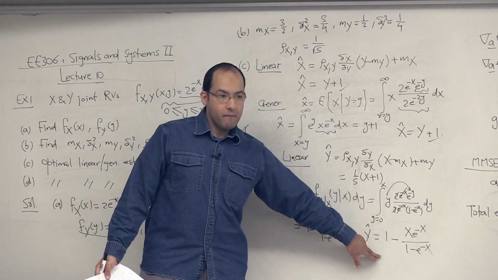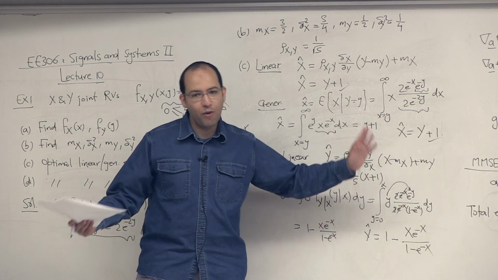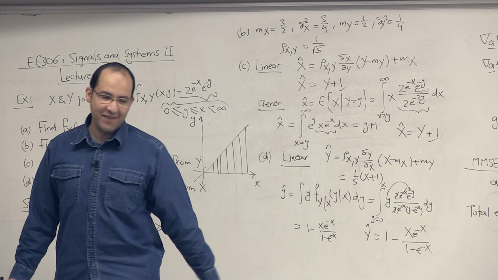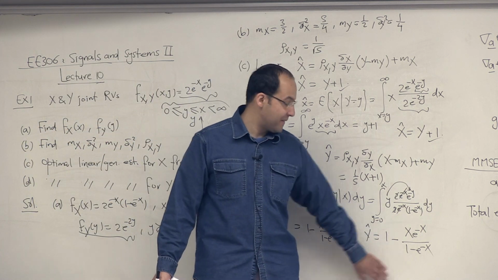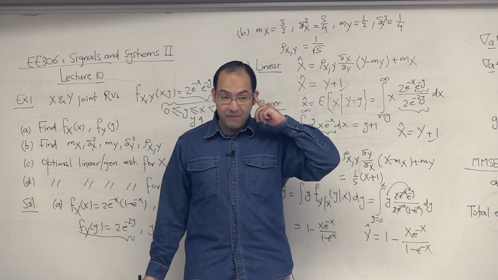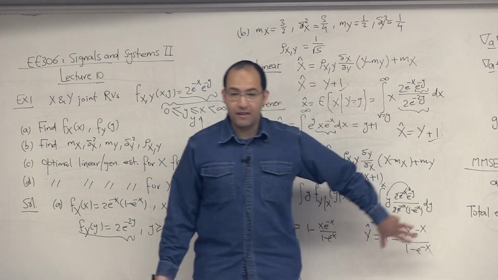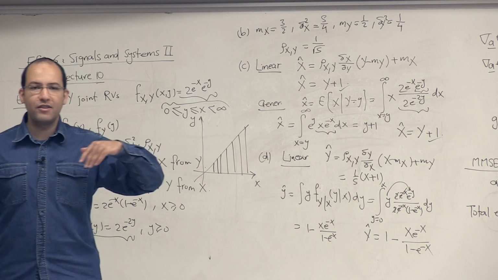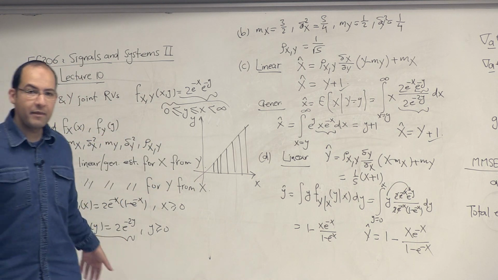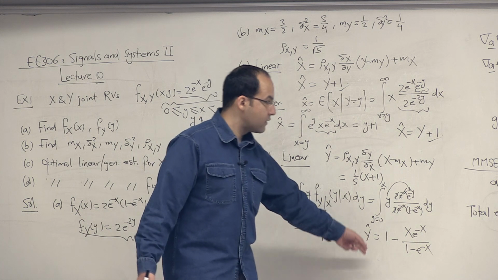Is this linear? Obviously, no, that is country miles away from linearity, right? And this guy is linear. How could you plot something like this? I'm saying how. I'm not saying what will it look like. But how could you plot something like this?